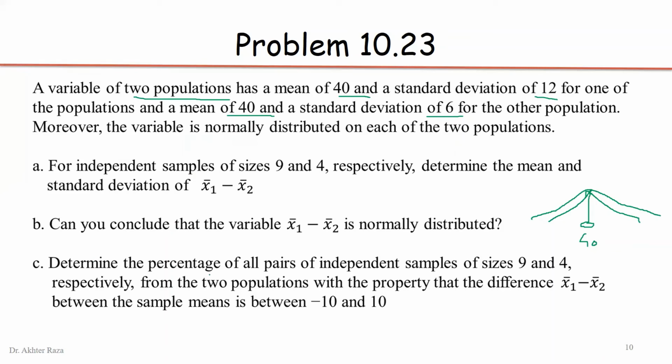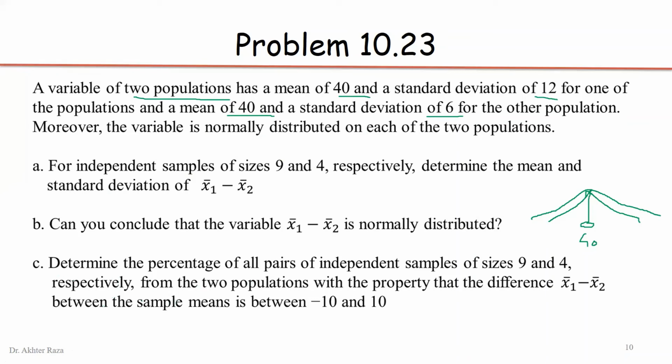That is why we can use the normal probability table to compute the probability in part C, because if the populations from where the samples are selected are normally distributed, then the difference of the two sample means will also be normally distributed. So we can use the normal distribution table to find the probability.